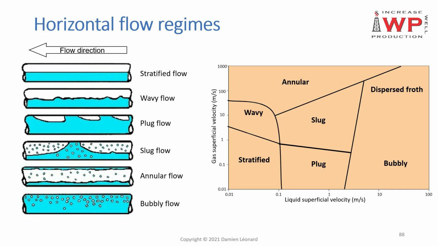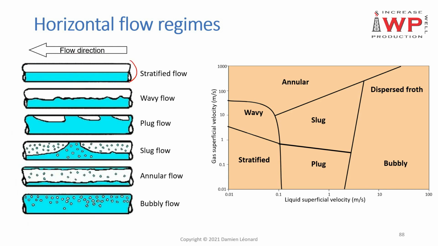So now in this video I wanted to show you horizontal flow regimes. The flow regimes that we discussed before were for vertical flow, and you also have different flow regimes when you are with a horizontal pipe. So they are described over there. You've got the flow direction, which is just shown there for these pipes.